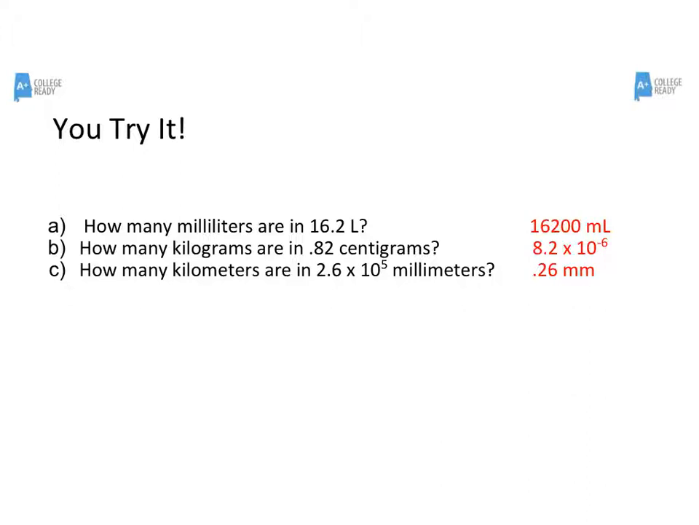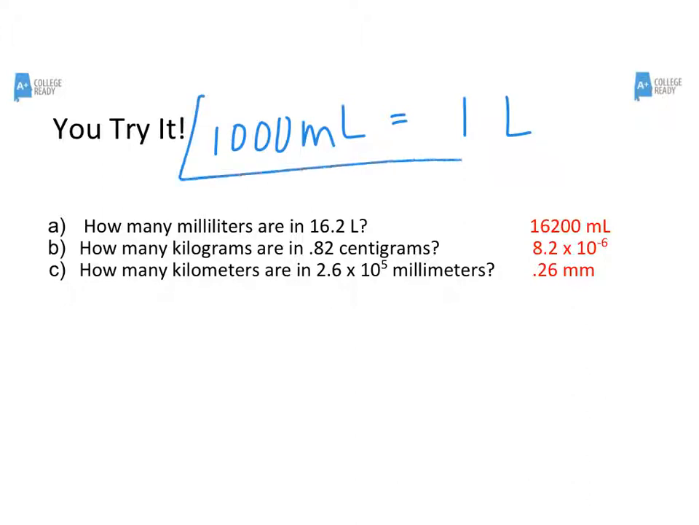All right, so let's work these out. How many milliliters are in 16.2 liters? Well, I'm first going to write the relationship between milliliters and liters. Milli means 1,000. Milli is smaller than a liter, so there must be 1,000 of the small ones in 1 of the large ones. Here's my conversion factor. There's where my thinking begins.